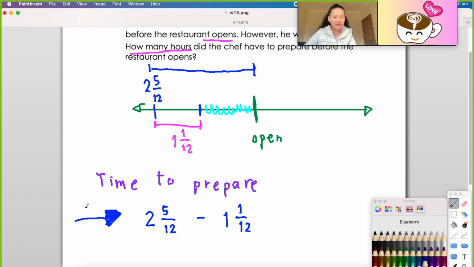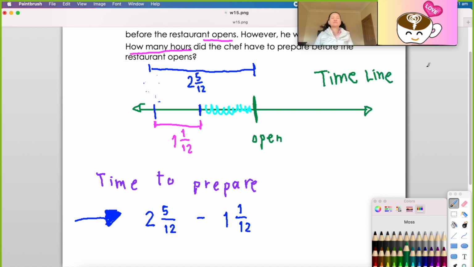I'm not done writing yet, Grace. Oh okay. Maybe I should write down like this to you. It might be easier to understand. All of this one is 2 and 5 out of 12. This one is our timeline. Okay. Done.